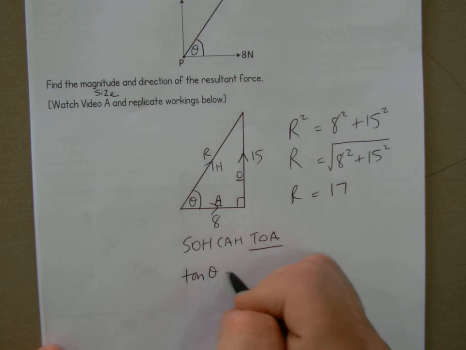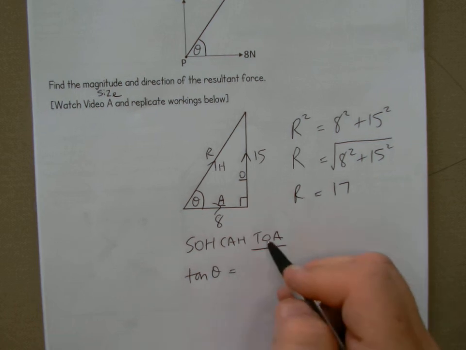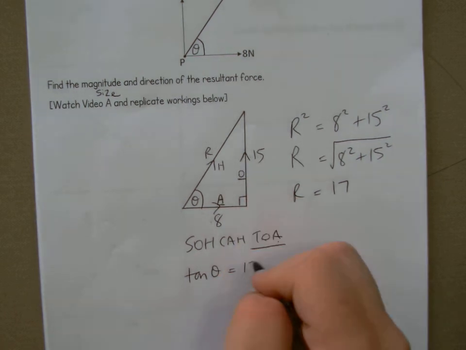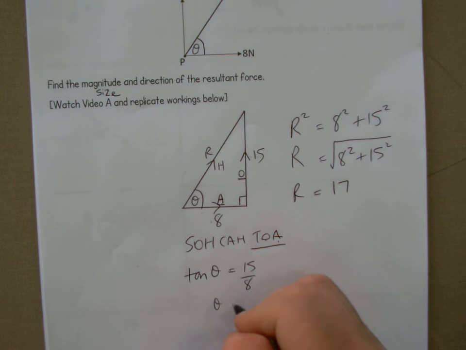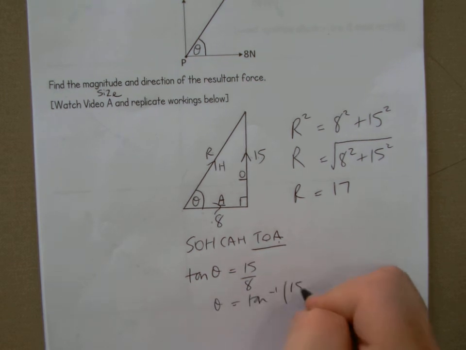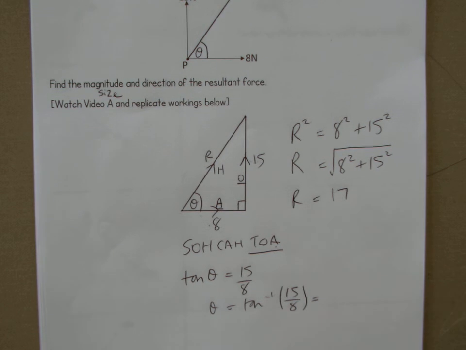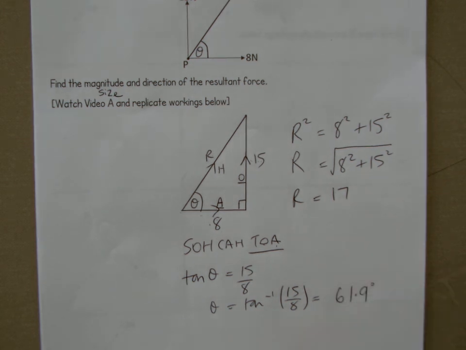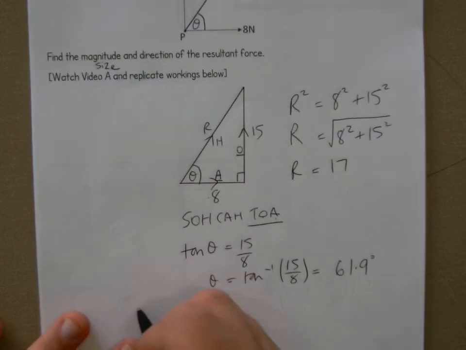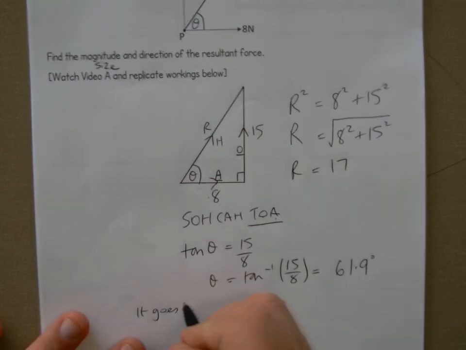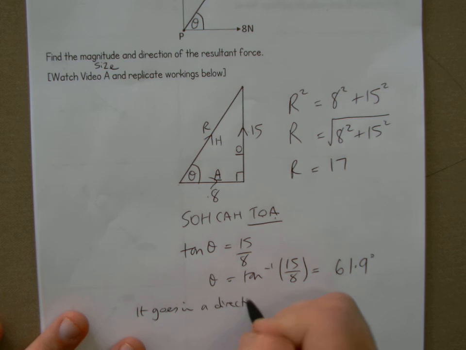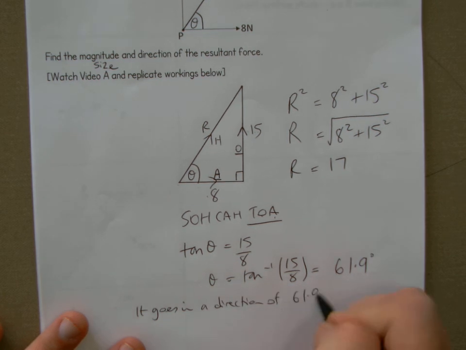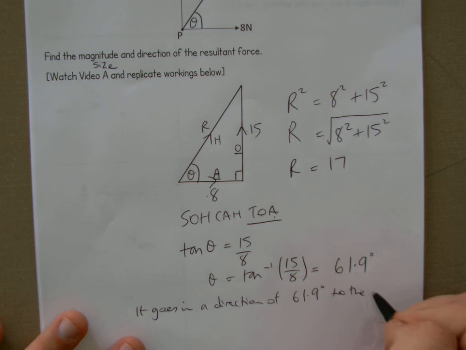So tan theta will equal, follow that order, O over A, so 15 over 8. So then to get theta, you do tan to the minus 1 of 15 over 8. So my calculator, in degree mode, tan inverse of 15 over 8. It comes out to be 61.9 degrees, 1 decimal place. So in other words, the direction, it goes in a direction of 61.9 degrees to the horizontal.